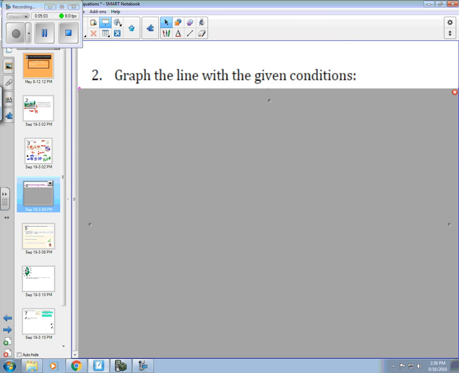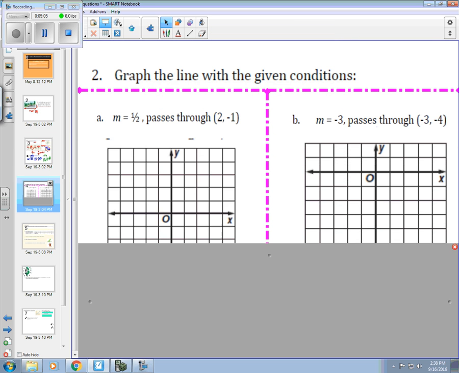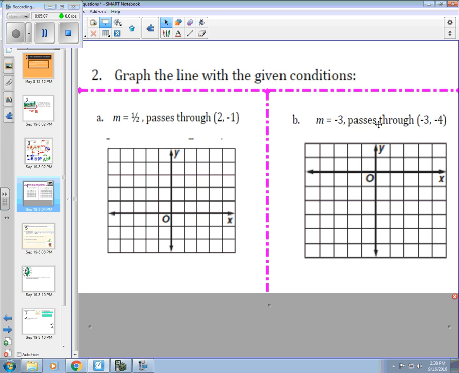All right, number 2. We're going to do some graphing now. So now we want to combine what we know about points with what we know about slope and get a line. So they want us to graph a line that has a slope of 1/2 and that also passes through the point (2, -1). When you get these types of problems, you want to start with the point. Otherwise, you don't have a location to start with.